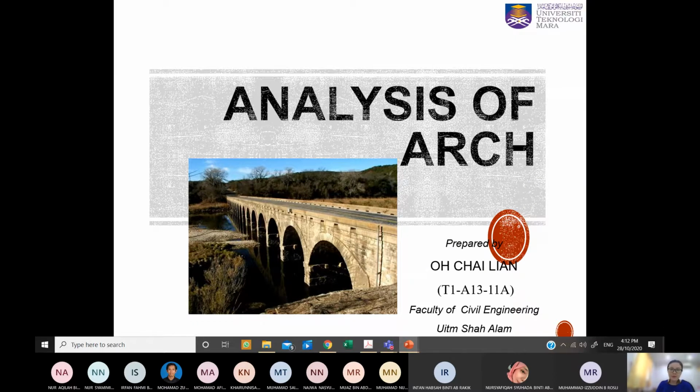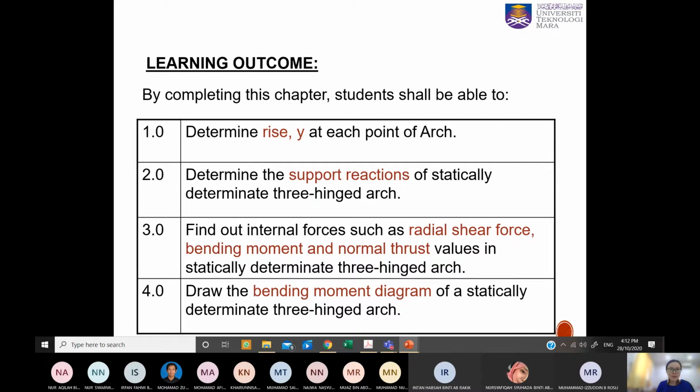Okay, so let's have a look at the learning outcome. By completing this lesson, students shall be able to determine the rise, or y, at any point of the arch. It means that we want to determine the height of any point, but in this arch, the terminology we use is rise. And then to determine the support reactions of a statically determinate three hinge arch.